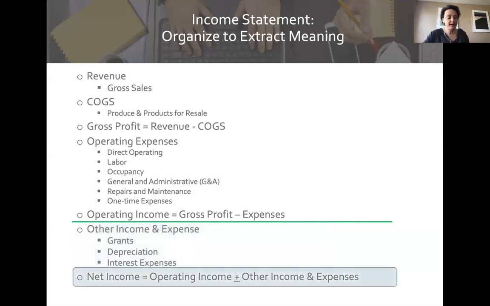And then finally, you have the bottom line, which is net income, which is operating income plus or minus other income and expenses.